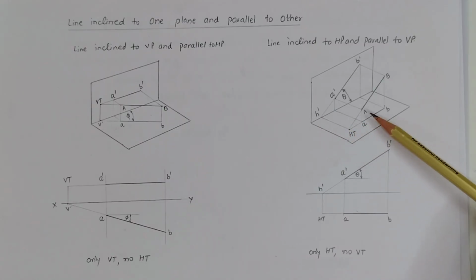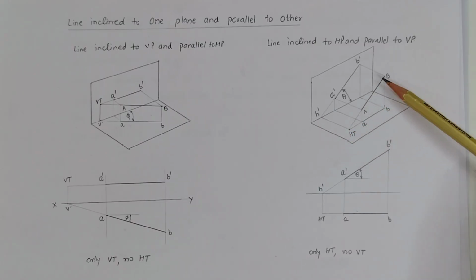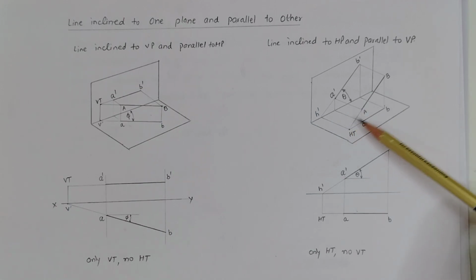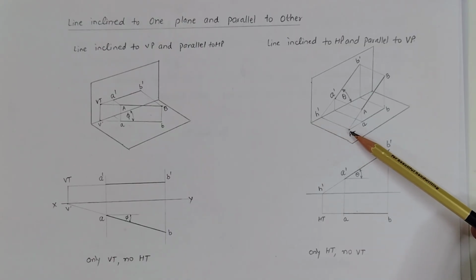Then we extend the top view on the other side. You can see here it is intersecting with this projection at this point. This common point is the HT, the horizontal trace.